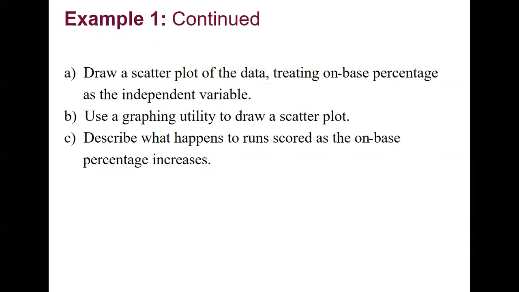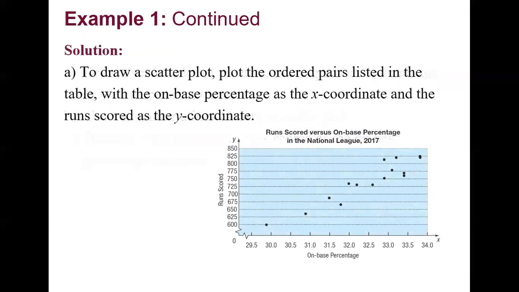We're not going to do the scatter plot by hand, but we are going to use the graphing utility to draw a scatter plot and describe what happens to the runs scored on the base, okay? So looking at a scatter plot, if you were to actually draw this, this is what you would do, right? We would only focus in quadrant 1. Why are we only focusing in quadrant 1? Because it's real world, right?